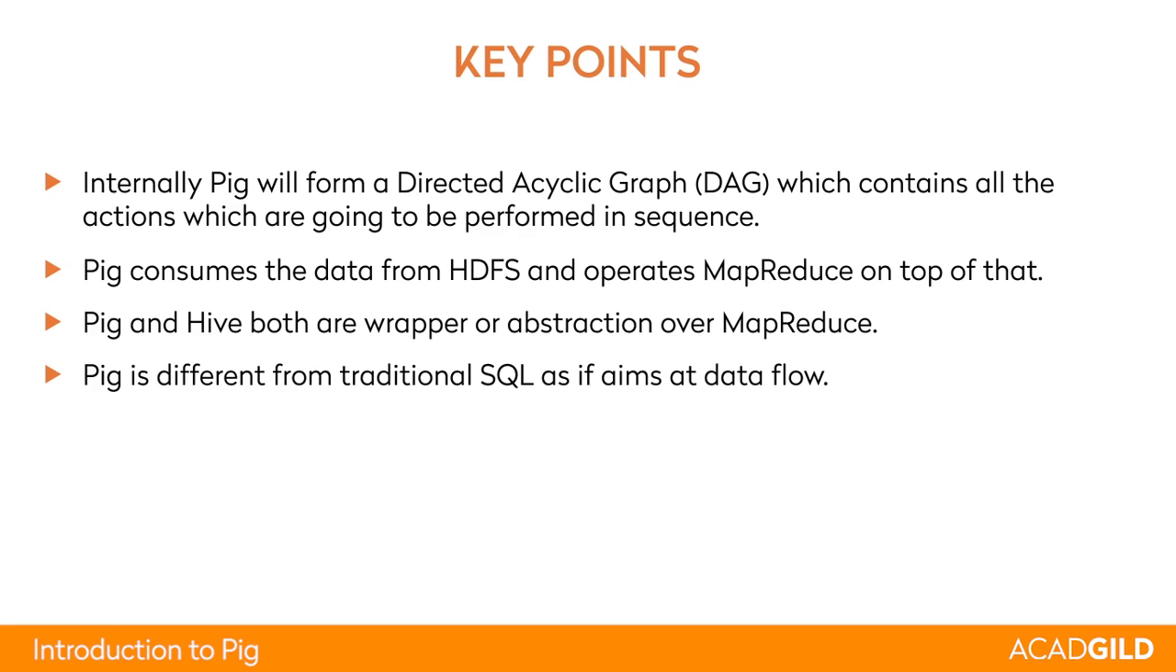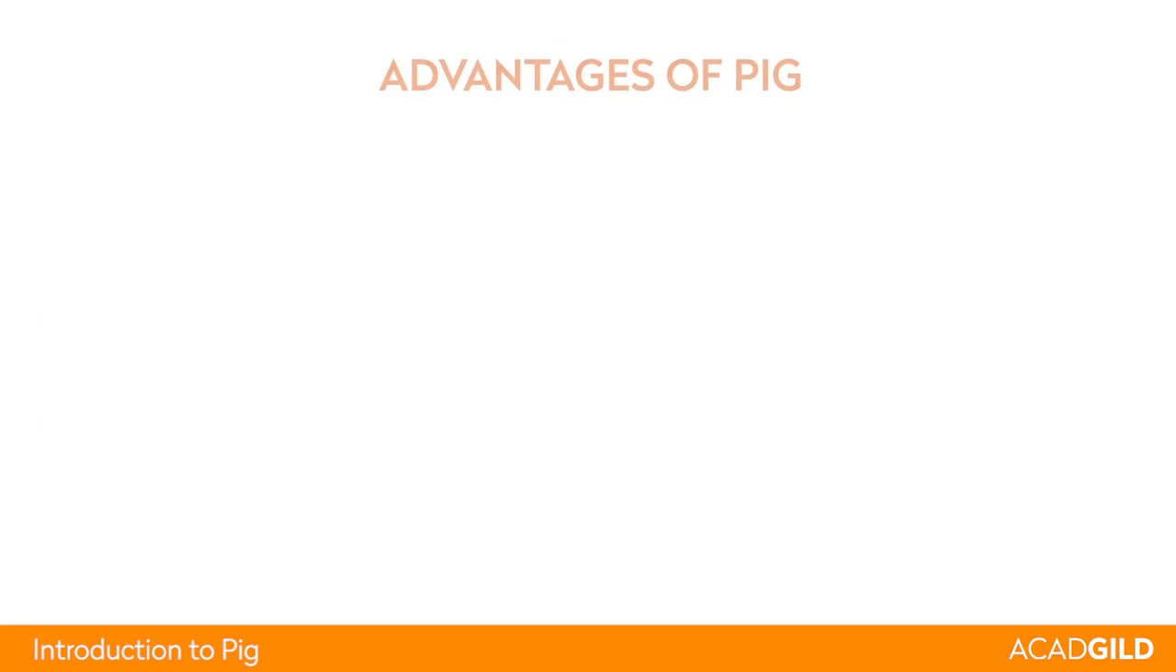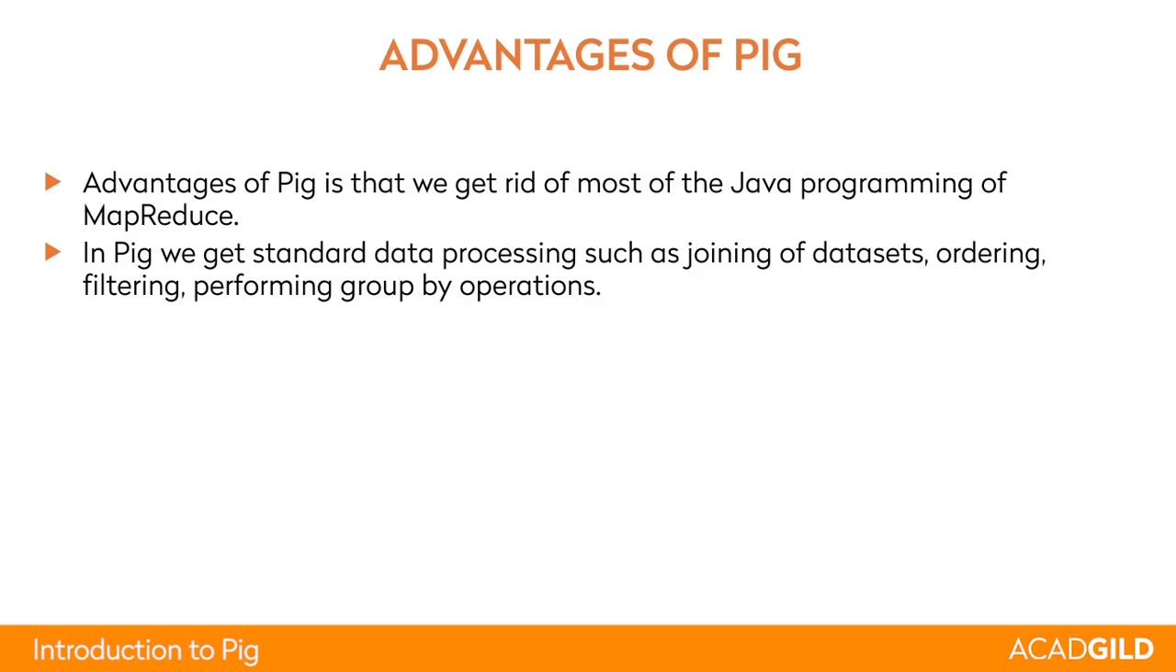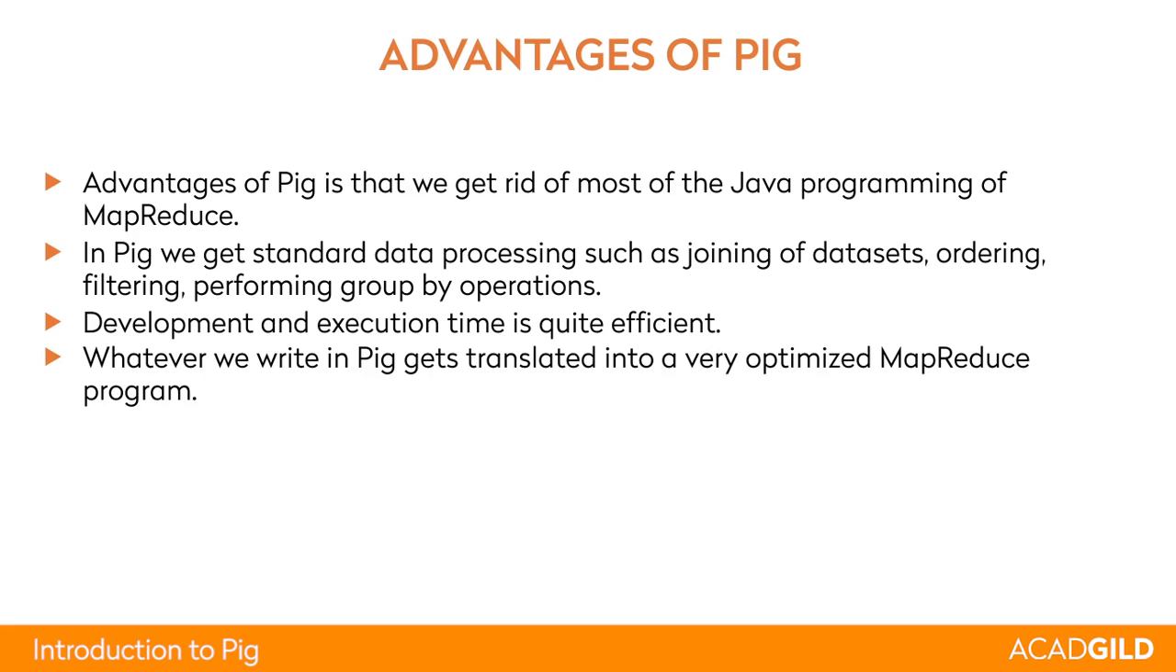But Pig has got a difference. It is different from the traditional SQL because it aims at data flow. And for this, it does not require any subquery or inner query. So the ultimate advantage you get is, you get rid of most of the Java programming of MapReduce. You get standard data processing operations like joining of data sets, ordering or filtering, performing group by operations. So the development time and the execution time is quite efficient, because whatever you write in the Pig gets translated into a very optimized MapReduce program.